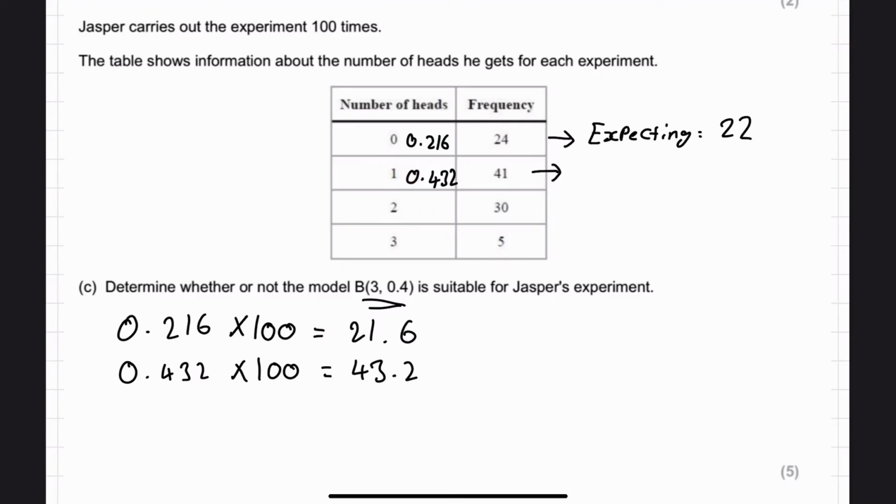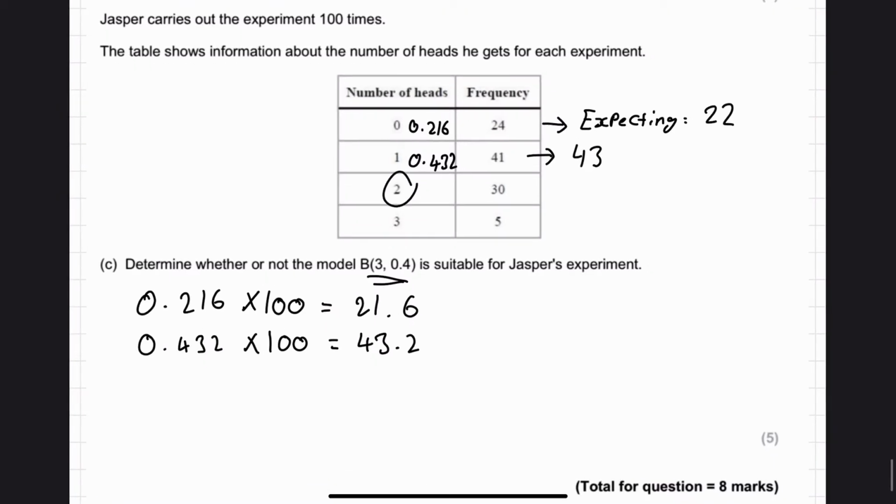So we're expecting 43.2, which I'm going to round to 43. And then now we just have 2 and 3 left. So let's think back to our experiment. B, what was it? B, you flip it 3 times and your probability of success is 0.4.